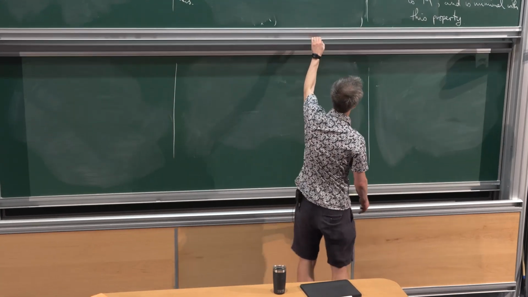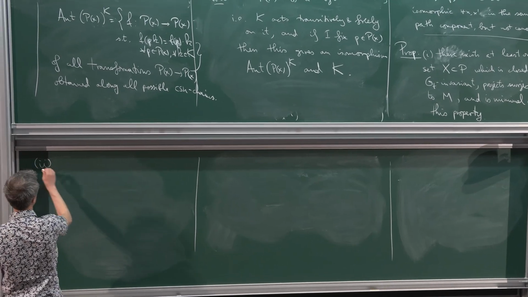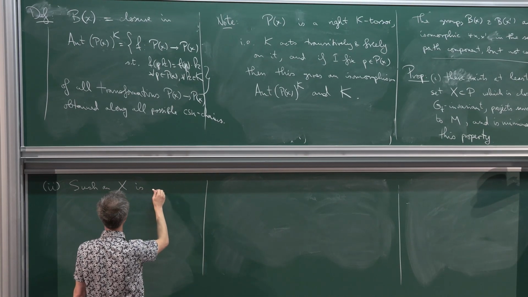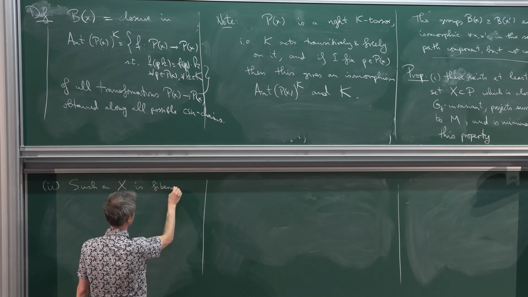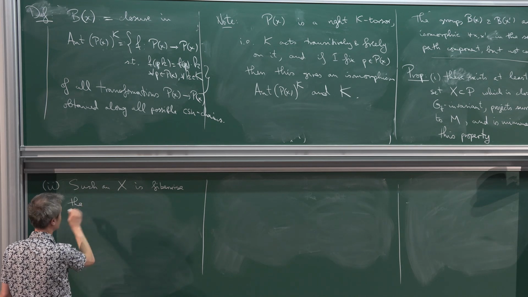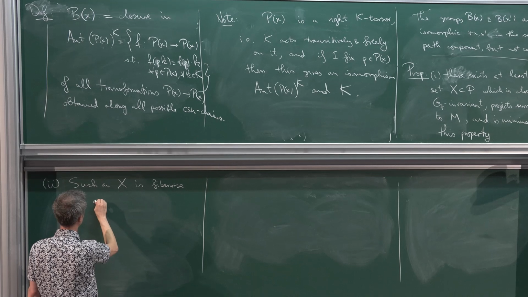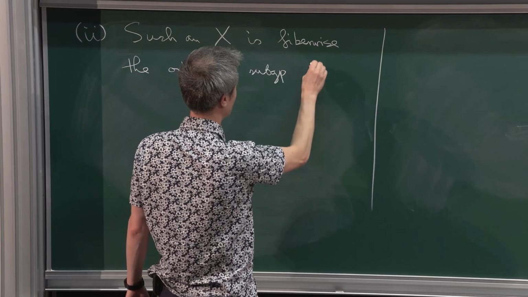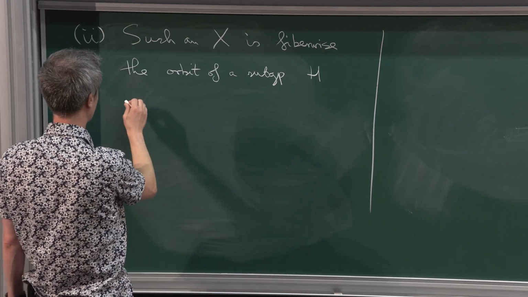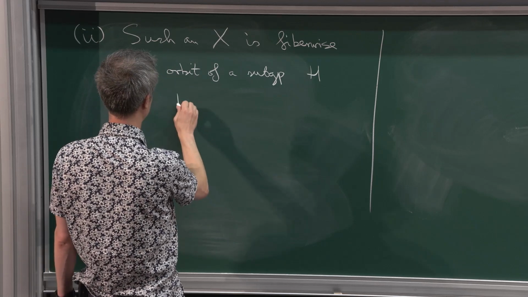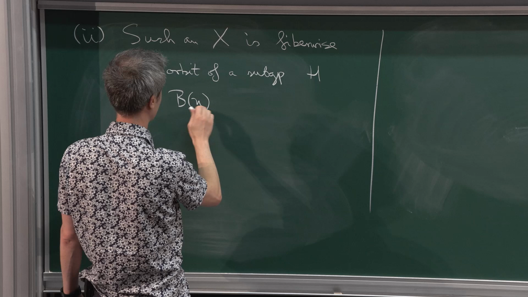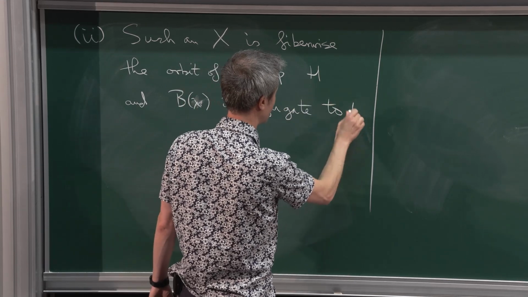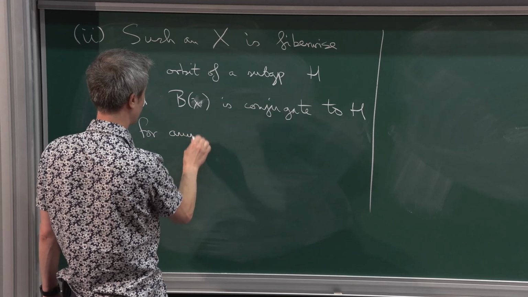And the second property is that such an X is fiber-wise the orbit of a subgroup H, and B of X is conjugate to H for any X.